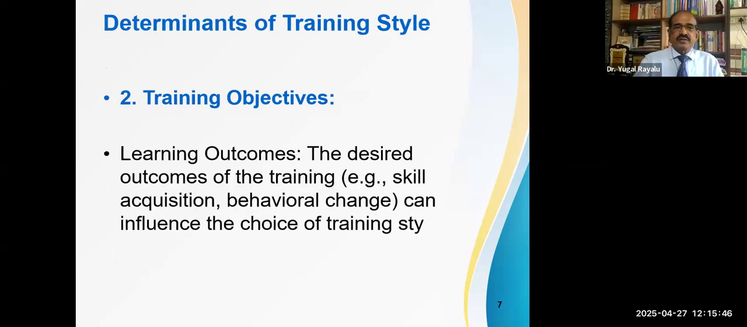Training objectives: learning outcomes. What is the desired outcome of the training that you intend the trainees to achieve after the training period? That may be skill acquisition or behavioral change, and it can influence the choice of training style.